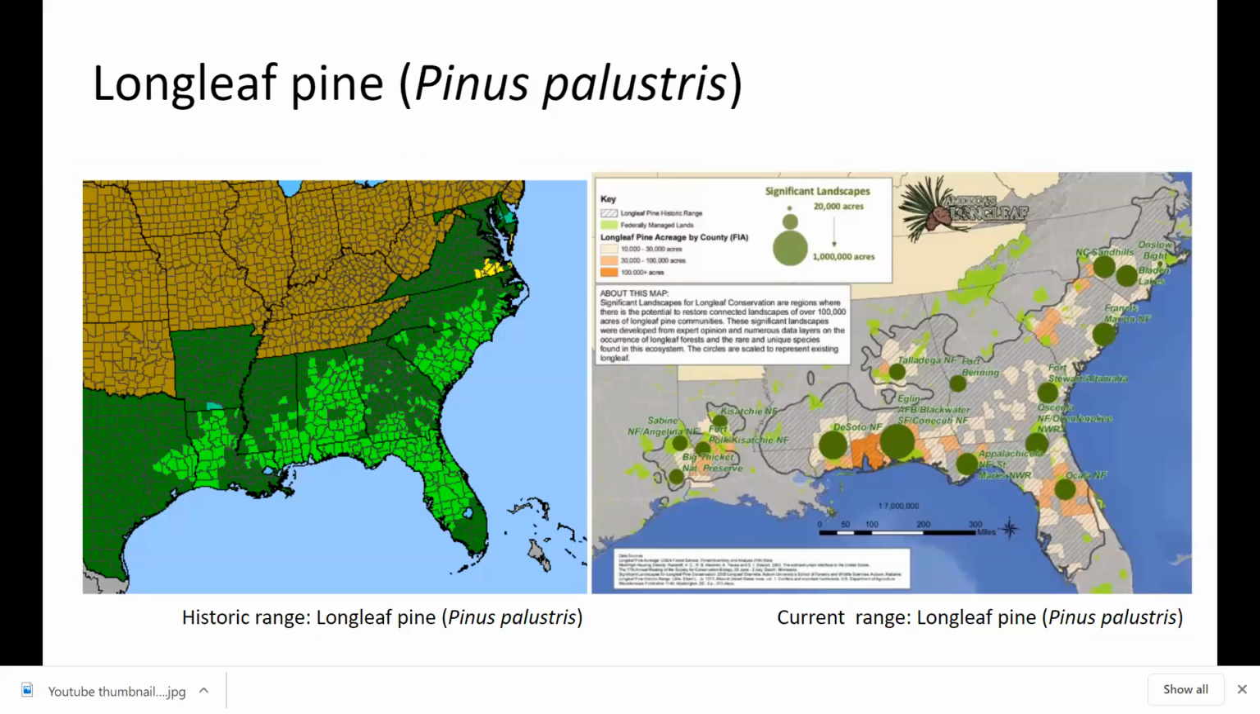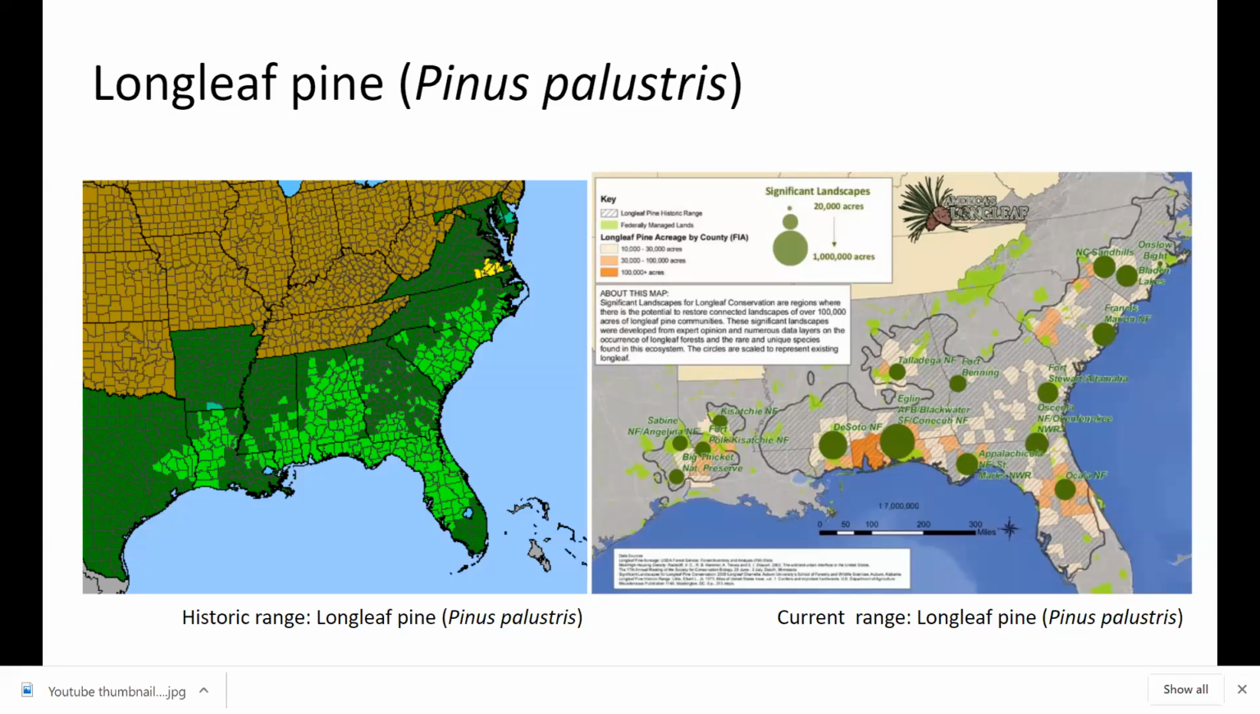Looking at the map again, you can see the historic range of longleaf pine through the southeastern United States, and then the current range. This is a map provided by the Longleaf Foundation, and it shows the green areas that are significant components of longleaf. So less than 3% of the land that was historically longleaf is left. So this is really an endangered ecosystem. We can see areas where it's still lush and thriving, but that's because of conservation actions and also management.